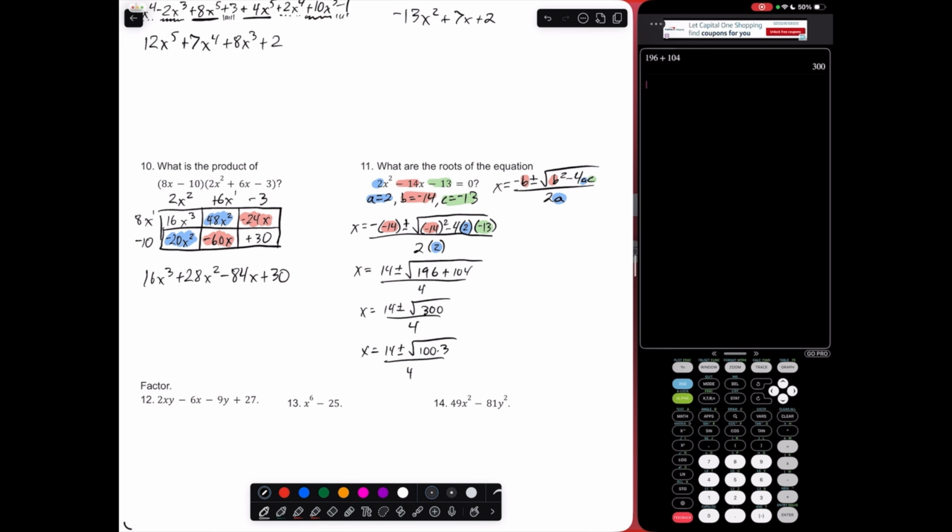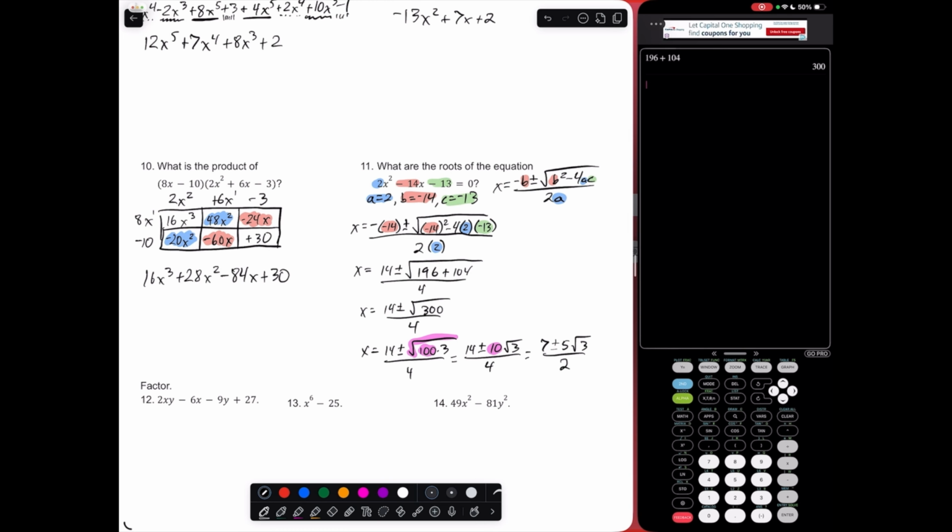So 300 is equal to 100 times 3. We don't need that x there. We know that the square root of 100 is 10, so the 10 would come out to the front here. And in this particular problem, the 14, these three on the outside can all be reduced by a 2. So we're going to reduce those. That would become 7 plus or minus 5 radical 3 over 2.